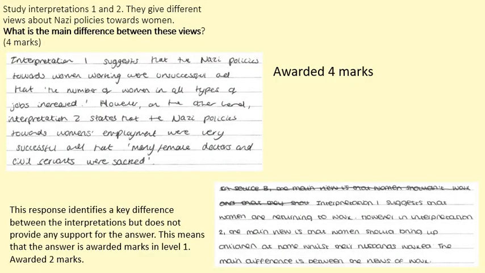So response 1, you can see, was awarded full marks, 4 marks. Interpretation 1 suggests that the Nazi policies towards women working were unsuccessful. So they've outlined a brief overview of what the argument is, and then they supported it with a quote, "The number of women in all types of jobs increased." They've used a word to compare, however, on the other hand, and then they've outlined what Interpretation 2 argument was, that Nazi policies towards women employment were very successful, and they've supported it with a quote again.